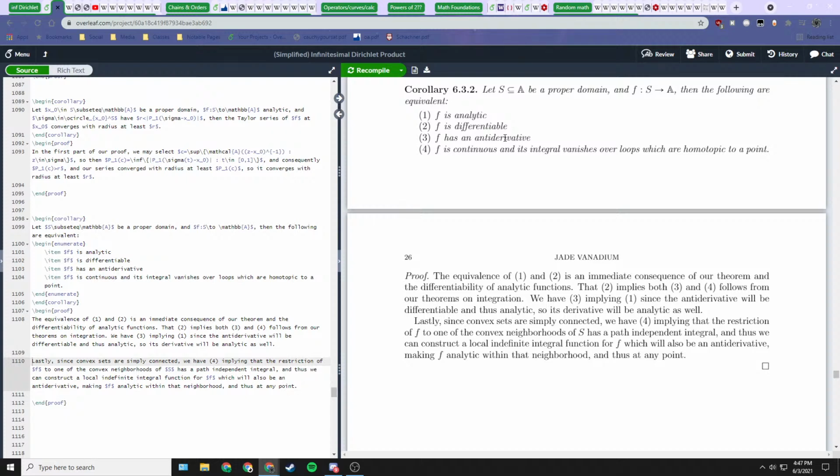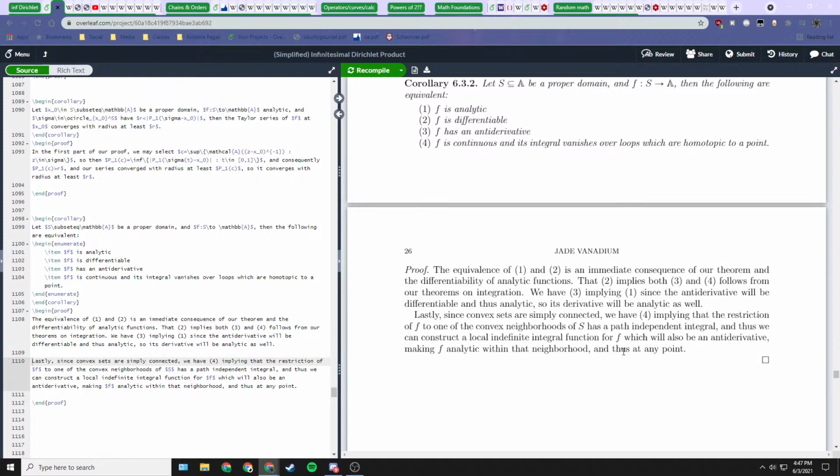And lastly, since convex sets are simply connected, the condition 4 implies that the restriction of f to one of the convex neighborhoods of S has a path-independent integral. So all of the loops will be homotopic to a point. Since it has a path-independent integral, we can construct a local indefinite integral function, which will also be an antiderivative, since f is continuous, making f analytic. And thus, since it's analytic in the neighborhood of any point, it's analytic. And that implies 1. And that's it.